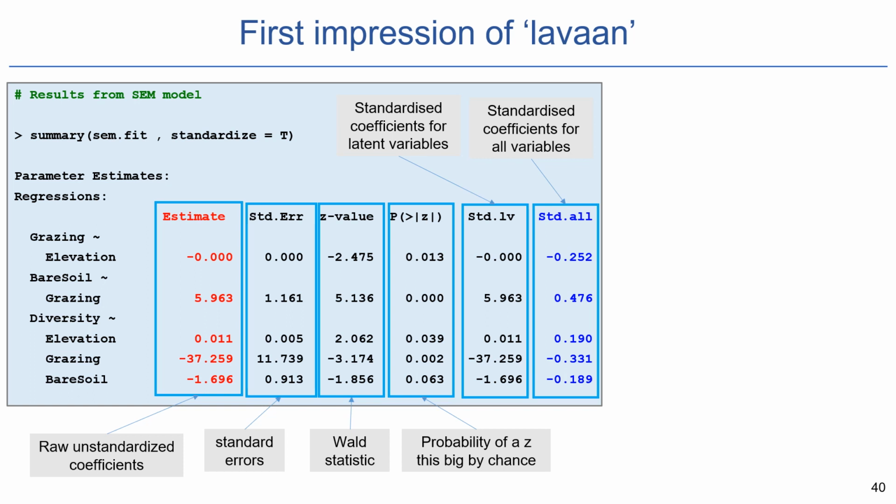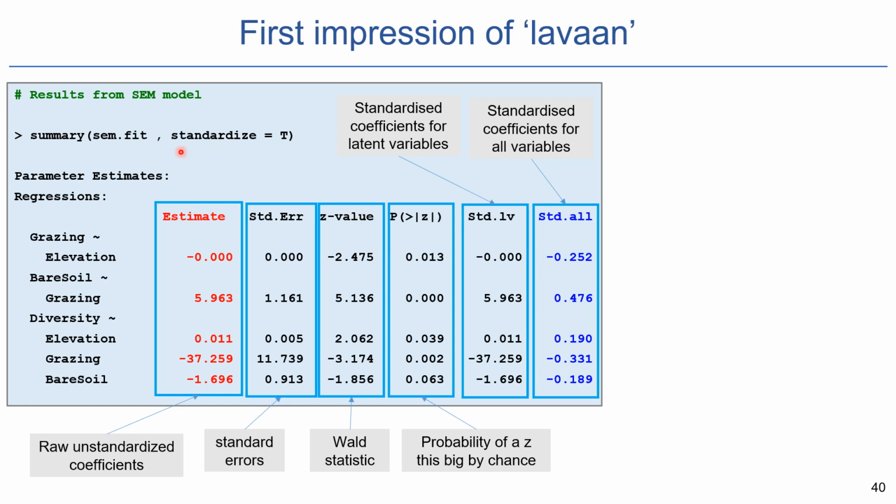If you read further through the output table, you will notice the results for the regressions. The first column here shows the raw unstandardized regression coefficients for each relationship. The standard errors are simply the standard errors for these estimates. The third column holds the z-values calculated from the Wald statistics. And P are the significance levels for our estimates, for our parameters.